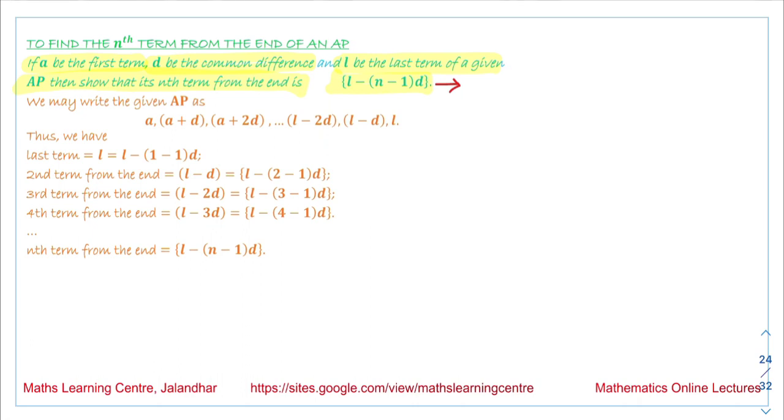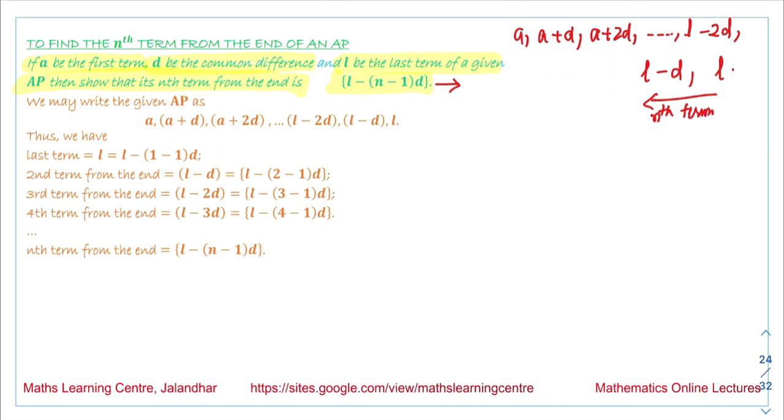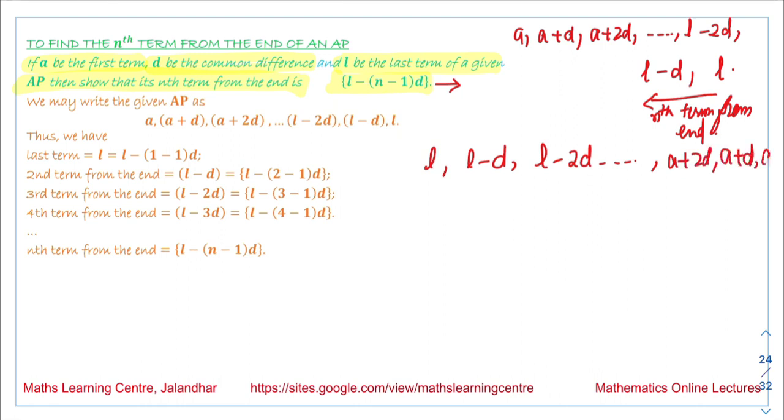Nth term from the end means, suppose the AP we have is a, a plus d, a plus 2d, and so on up to l minus 2d, l minus d, and l. This is the last term. Now we are calculating the nth term from the end. It means we are considering that the AP is l, l minus d, l minus 2d, and so on, a plus 2d, a plus d, and a. So we are considering this is the nth term from the beginning for this AP.